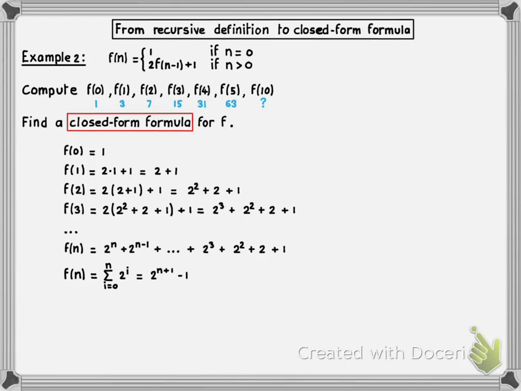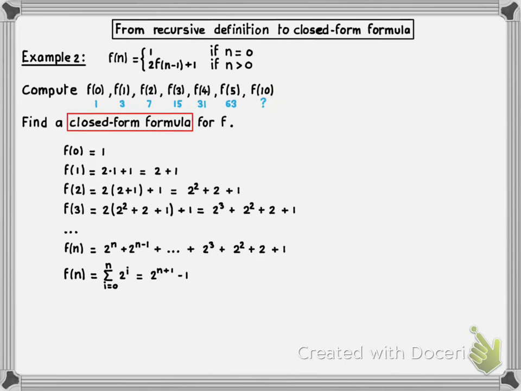Now again, the next step, or the last step in the iterative method, would ask you to prove that this expression is indeed a closed form formula for f of n. Here I just wrote it without proving it. Let's assume we're convinced it's correct, and let's use it now to compute f of 10.